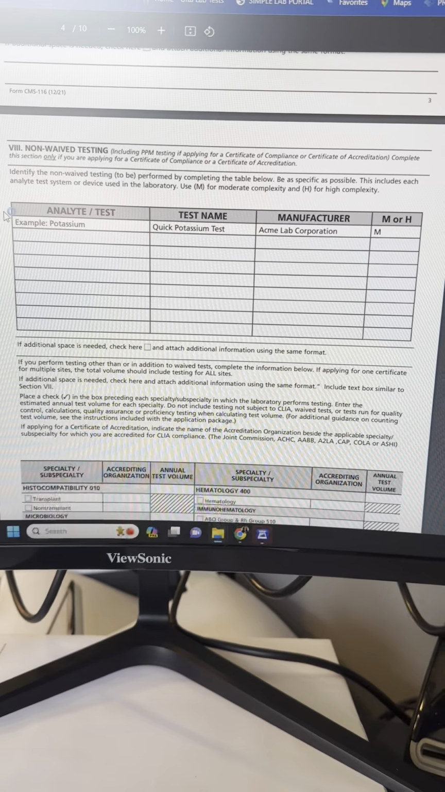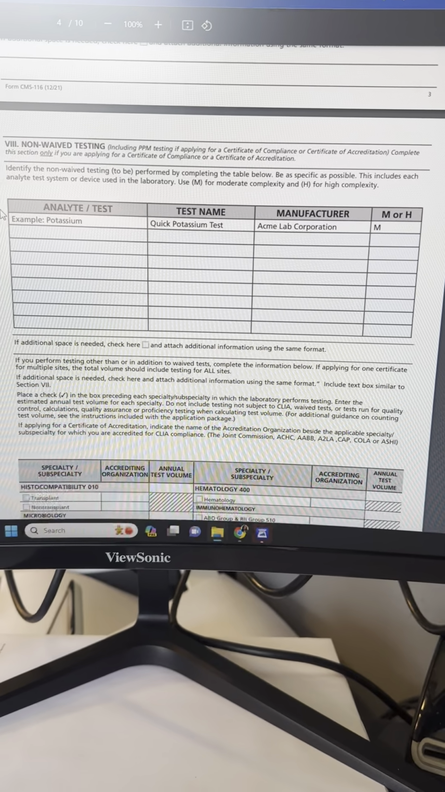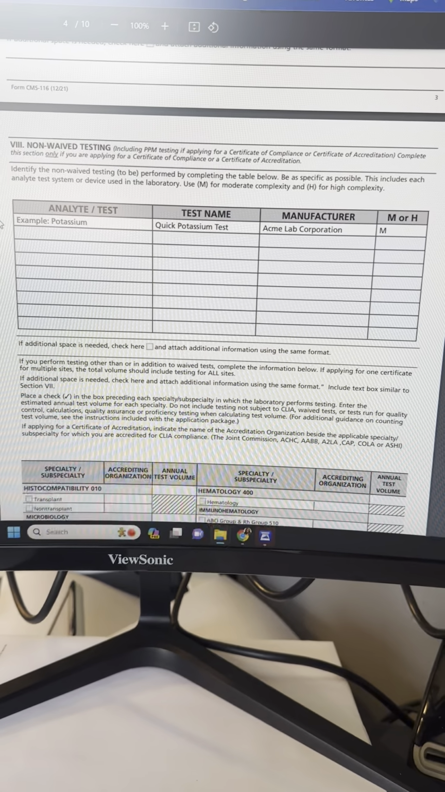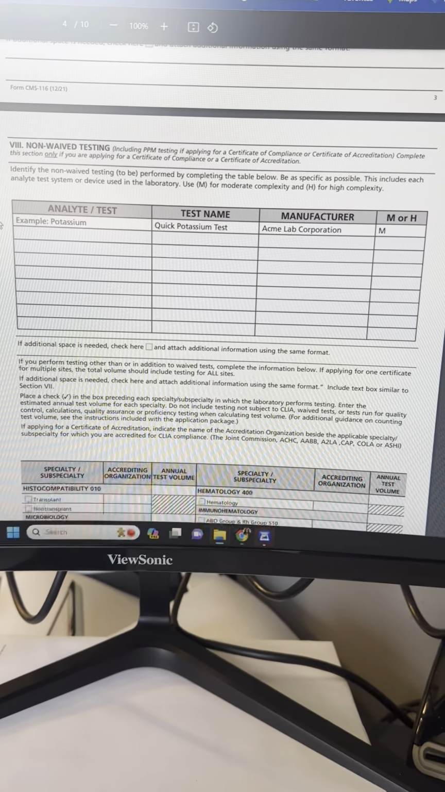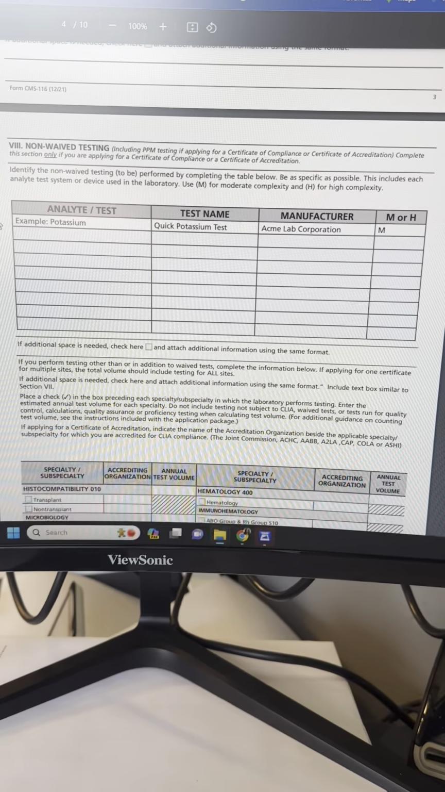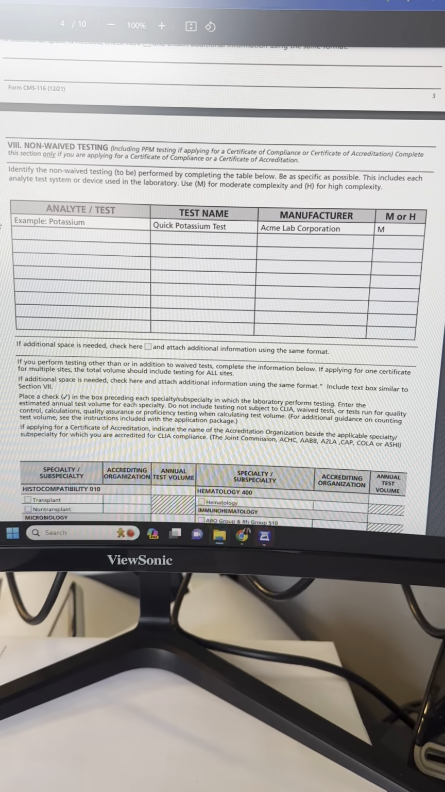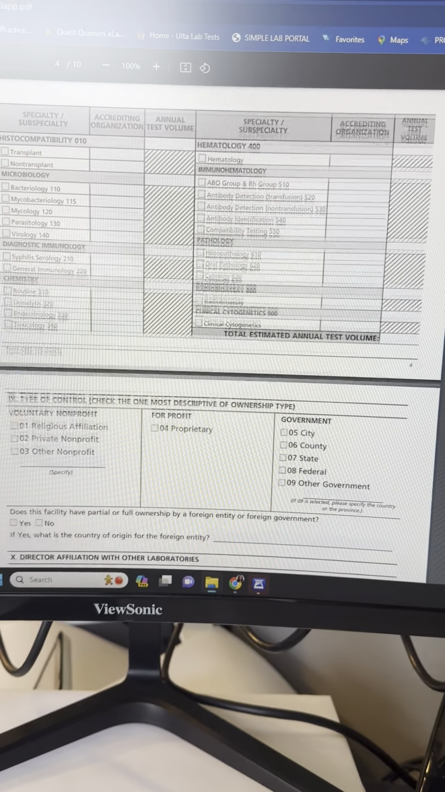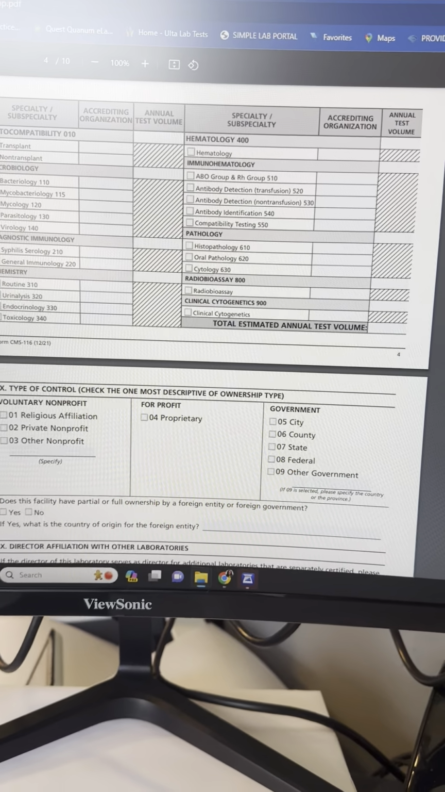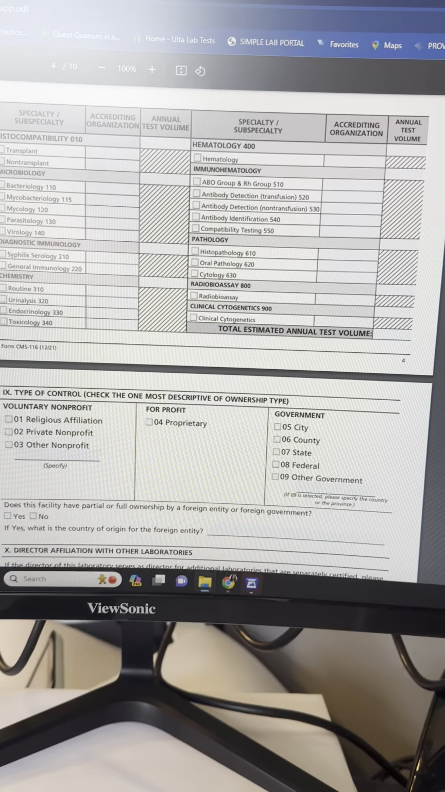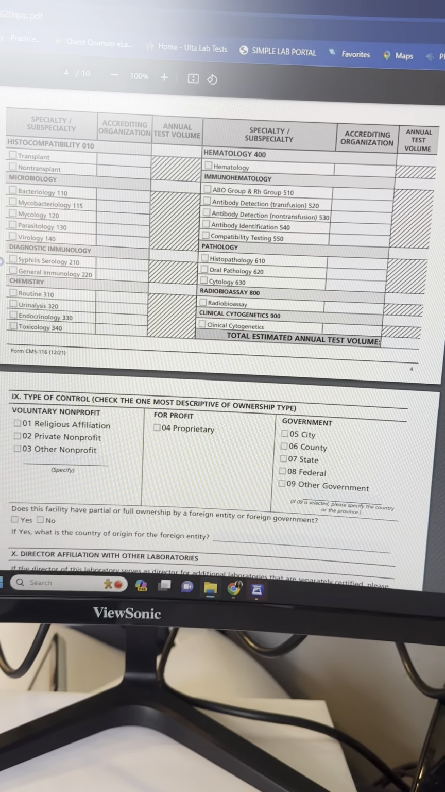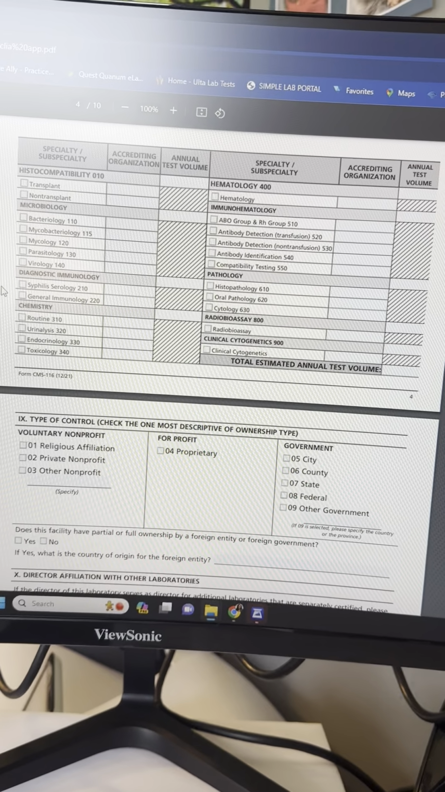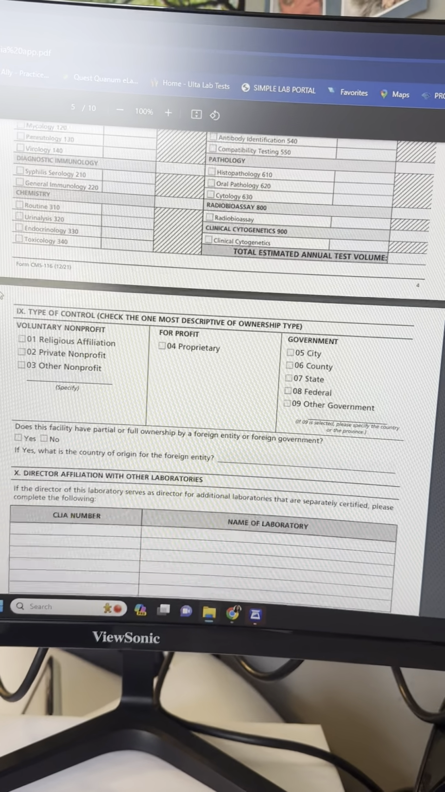Now, this is for non-waiver testing. I am applying for a waiver CLIA test certificate. So this section does not apply to me. So I skipped it. Okay, so this section here, again, does not apply to me. So I skipped it.